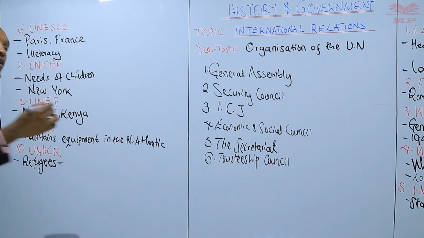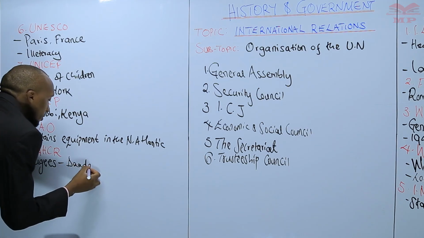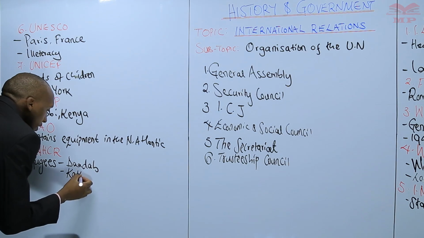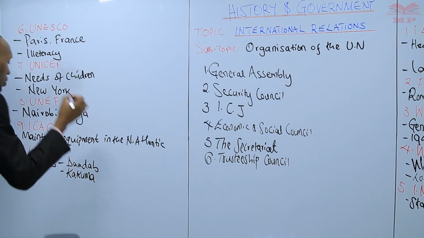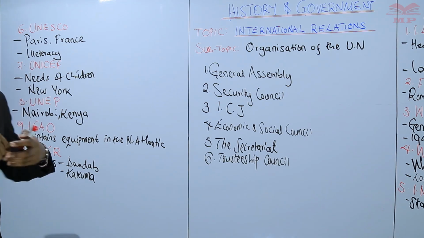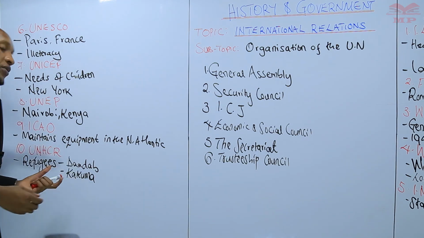We have two very big refugee camps in Kenya. Do you know them? The refugee camps that we have in Kenya. We have one at Dadaab, right? I'm sure you have heard of that. Another one we have at Kakuma. So the UNHCR is the organization that is concerned with taking care of the needs of these refugees.